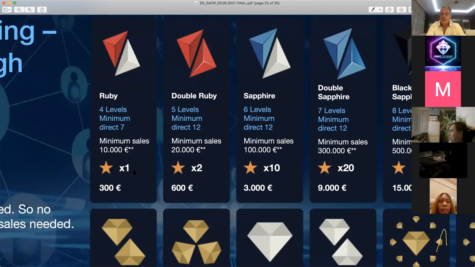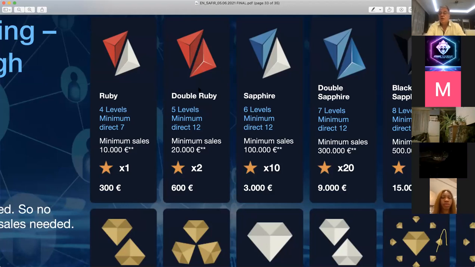Last time when they paid out, it was the 10th of July for June. That was 233 euro of value for each and every pool share point. The next payout will be the 10th of August, and let's see what the value will be then.